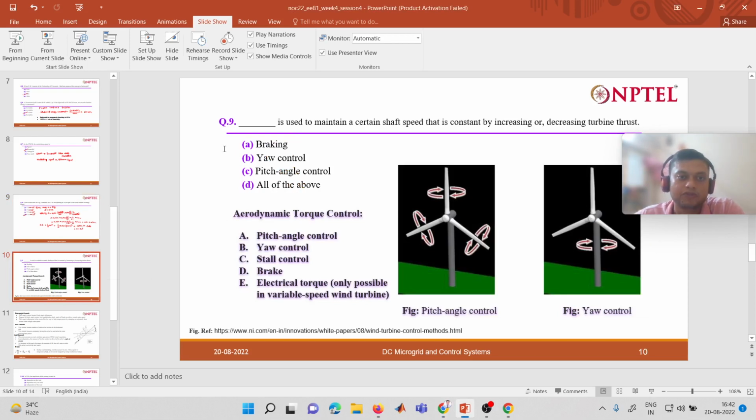In this question you have to find which control technique is used to maintain a constant shaft speed by increasing or decreasing turbine thrust. Pitch angle control and yaw control are the two important techniques being used nowadays for these controlling purposes. Only one of these two will be the answer for this question, the one that uses the turbine thrust to maintain the shaft speed constant.